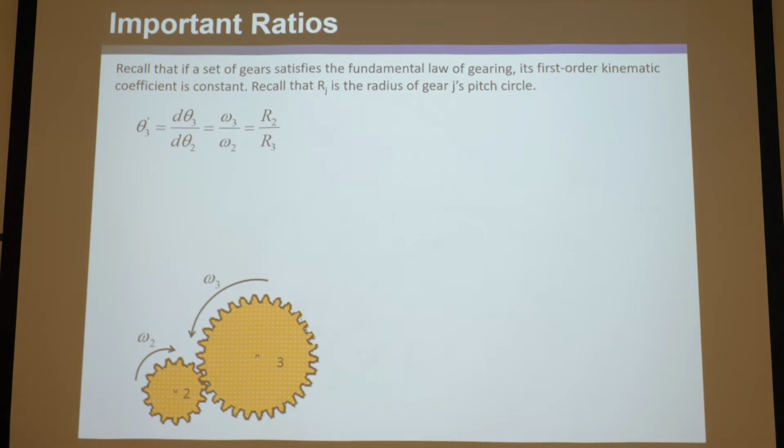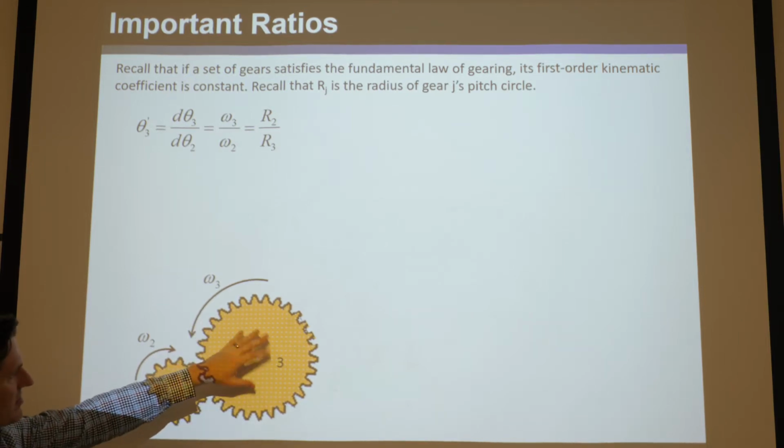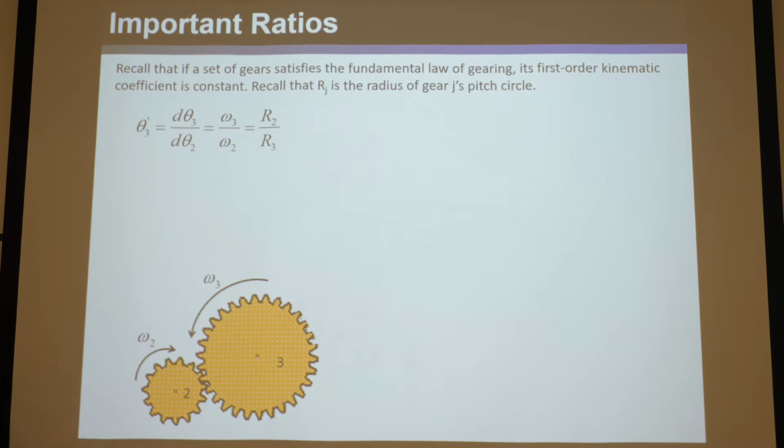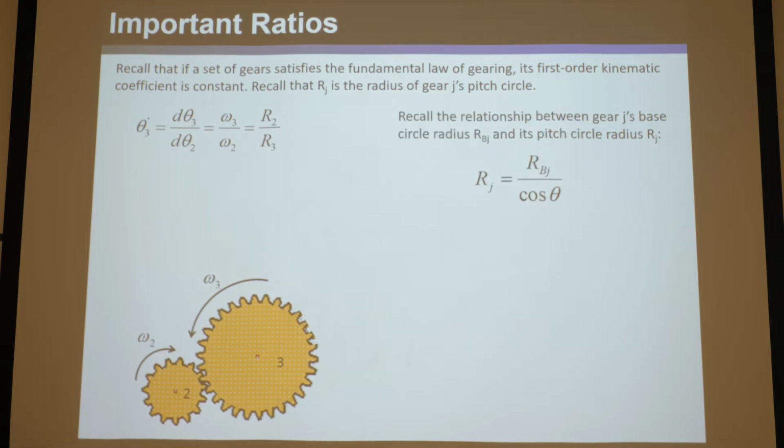So recall that Rj is the radius of gear J's pitch circle. So remember when you've got gears, there's 4 different circles, and the one you're always going to care about here is the pitch circle. Sometimes you'll deal with the base circle, and if you do, it'll be called RBJ instead of RJ. And we also derived this relationship. If that doesn't look familiar to you, go back to the previous video in this topic, and you'll see our derivation of that. That relates the pressure angle theta, which only exists in a set of gears, to the pitch and base circles.